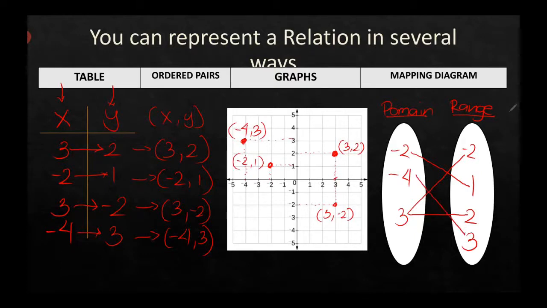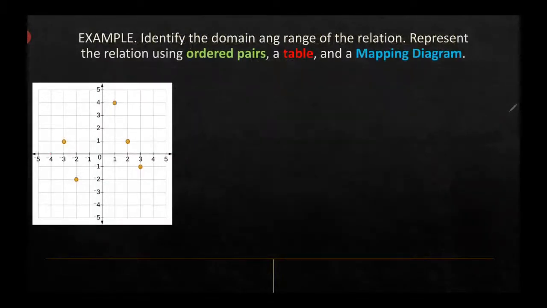So again, on constructing a mapping diagram, we will use either a table, ordered pairs, or graphs. Now, let's answer this problem. Identify the domain and range of the relation. Represent the relation using ordered pairs, a table, and a mapping diagram. Let's first construct the representation of this graph using ordered pairs, a table, and a mapping diagram, and then later we will solve for the domain and the range.